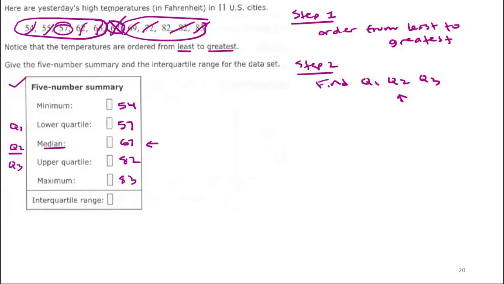The next part is the interquartile range. The interquartile range is found by using this formula. You just take Q3 minus Q1. So Q3 was 82, and then Q1 was 57. So 82 minus 57 is going to give us 25. So our interquartile range is going to be 25. Okay. Let me pause there.